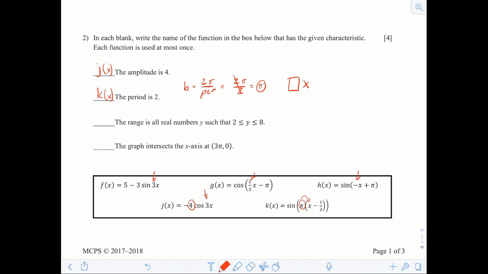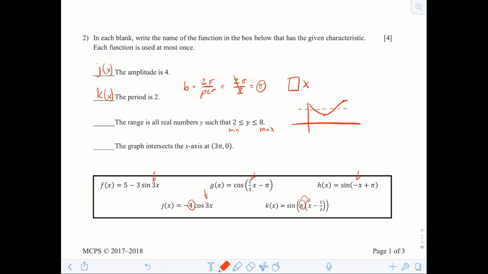So the range is all real numbers for y such that it's from 2 to 8. That means the max here is going to be 8, the minimum is going to be 2. A couple things that I can use to help me along with this. This deals with both the amplitude and also the midline. So I can try and maybe set up the graph. I don't know what the high or low values are, so I'm just going to put it anywhere. I'm going to put this like this.